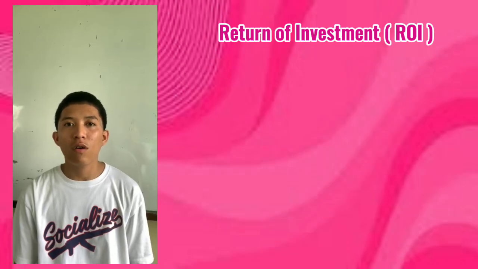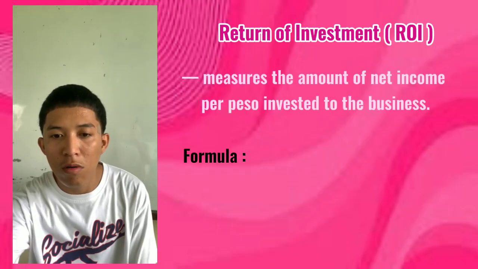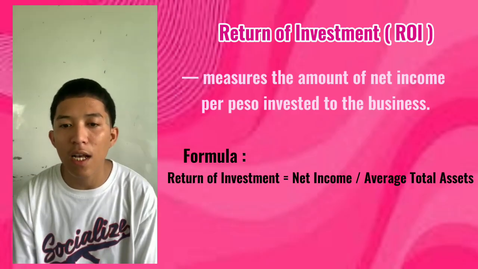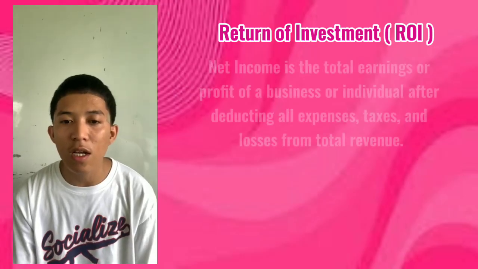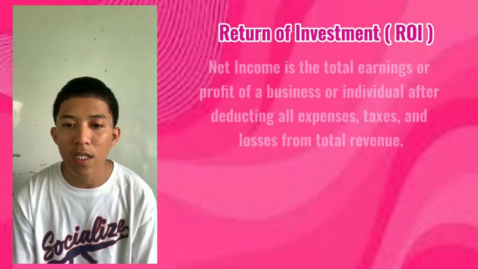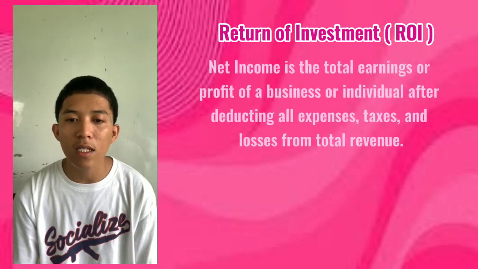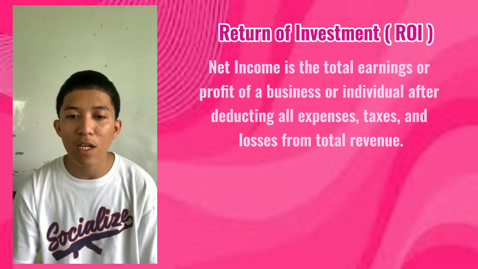Talking about return on investment or ROI, we're talking about two components: net income and average total assets. Net income is the profit a business generates after deducting all expenses. Average total assets is calculated by adding the total assets at the beginning and end of the period and dividing by 2.